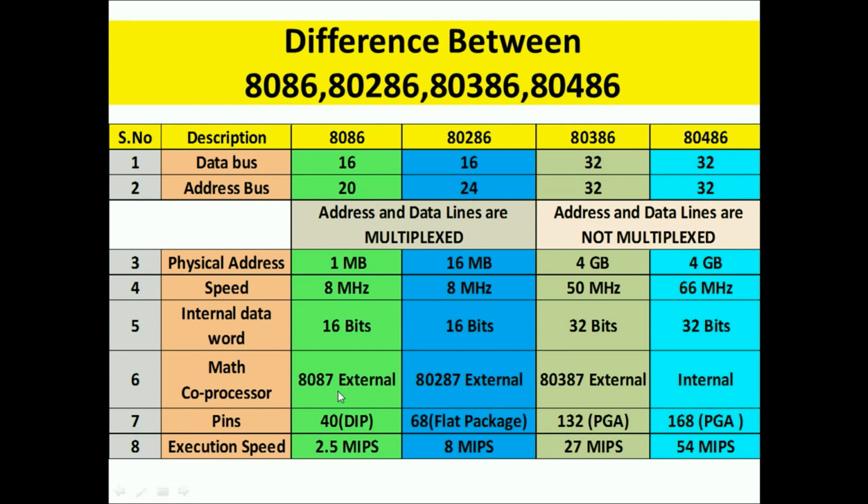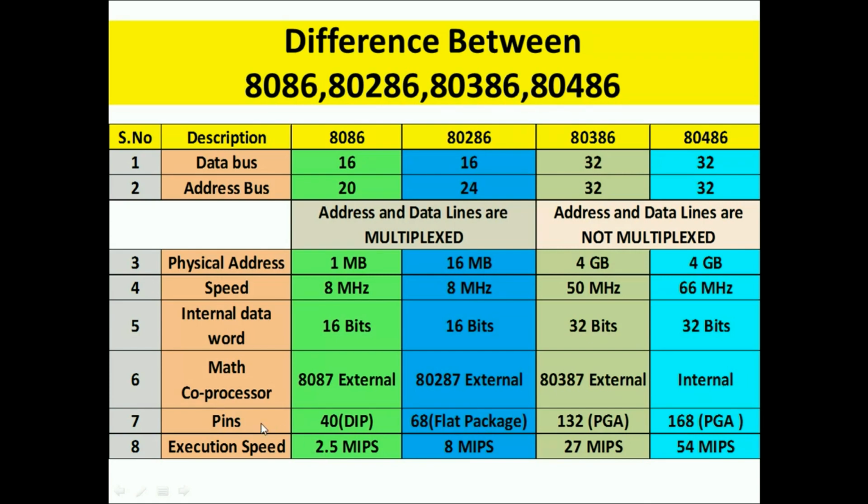The math coprocessor for 8086, 286 and 386 is provided externally, and the 486 microprocessor has an inbuilt math coprocessor. The math coprocessor for 8086 is 8087, for 286 it is 287, and for 386 it is 80387. So these are provided externally. For 486 it is provided internally.